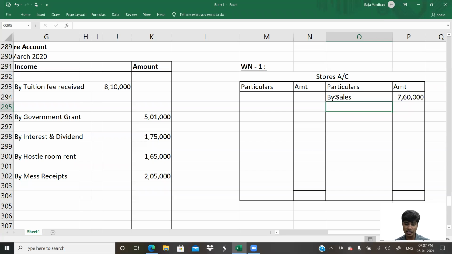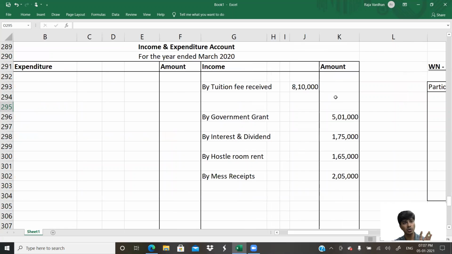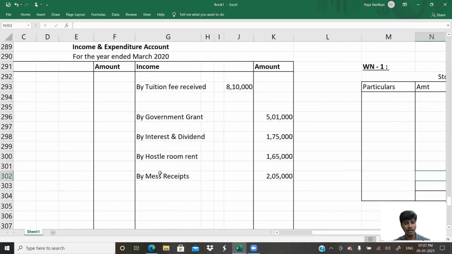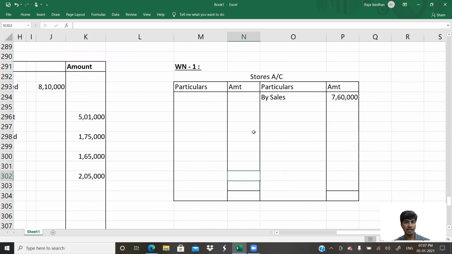7,60,000 done. Now, would this 7,60,000 come anywhere in income and expenditure? No. Only the net profit of this 7,60,000, whatever profit you arrive at, will come in income and expenditure. Income and expenditure is like the P&L account. This stores account is like the trading account. This sales value will not come in income and expenditure. Whatever gross profit you make will come in our income and expenditure. Perfect. Yes, that shouldn't be a problem.